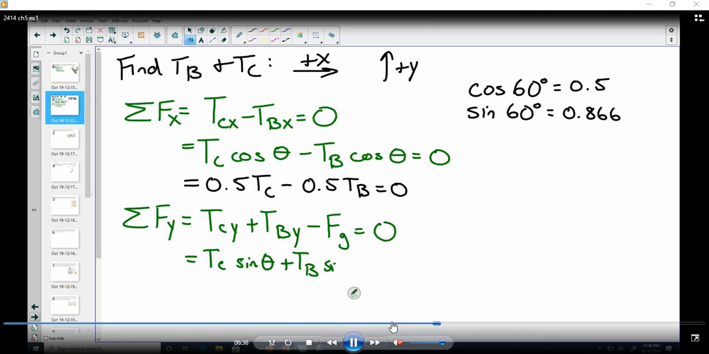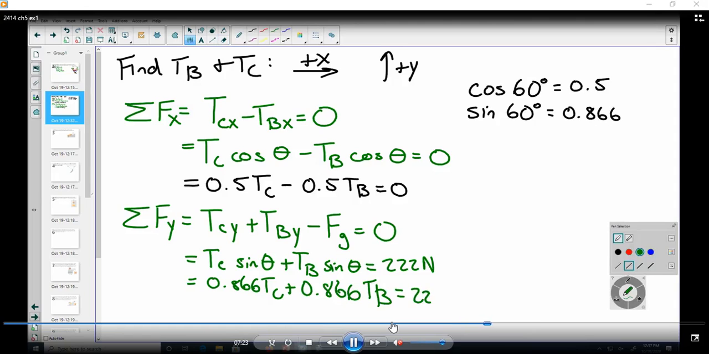We can then again replace the Y components using sine and cosine, or just sine in this case. And we know that the force of gravity, when you add up 72 and 150, is 222 newtons. When you plug in those decimal values, you get another equation in terms of the Y dimension.